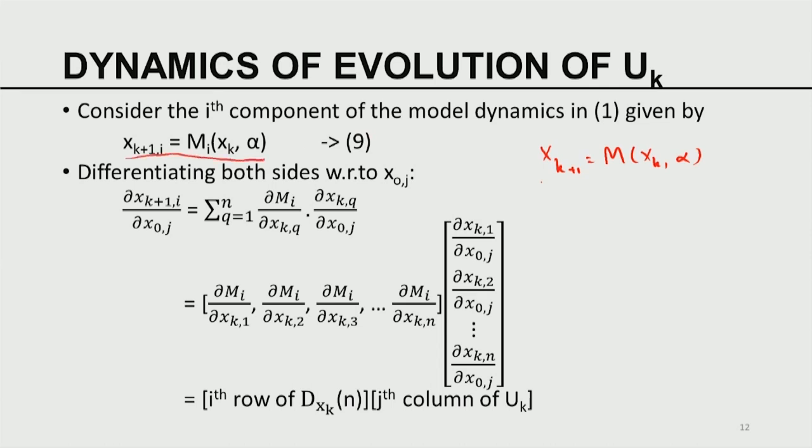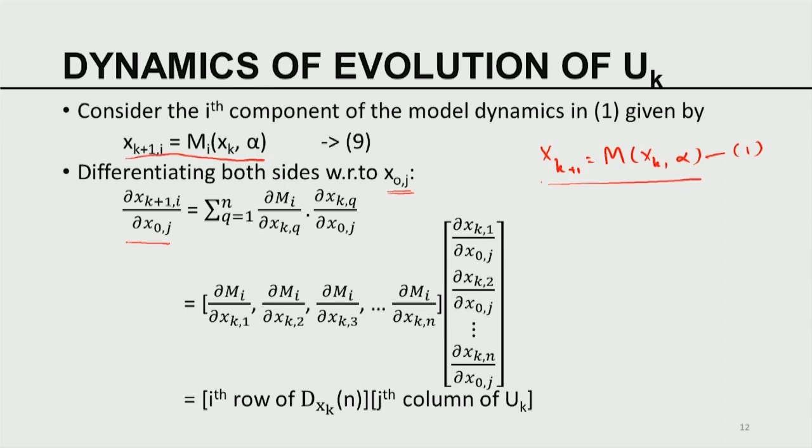Consider the ith component of the model equation in 1. So, this is the equation in 1 which I have written for us to be able to recall. Now, I would like to differentiate both sides with respect to the jth component of the initial condition. So, the differential coefficient of the ith component at time k plus 1 with respect to the jth component at time 0, that is the left hand side.